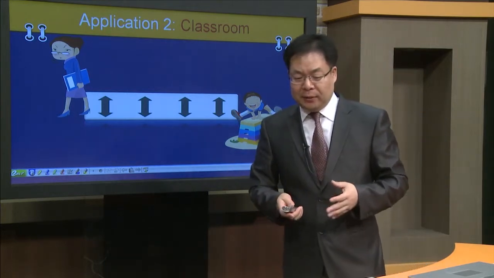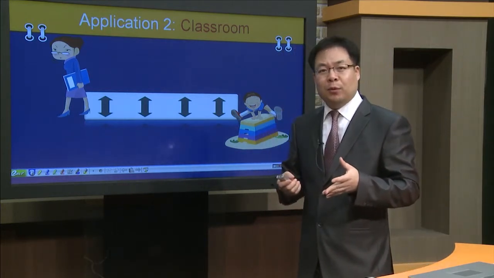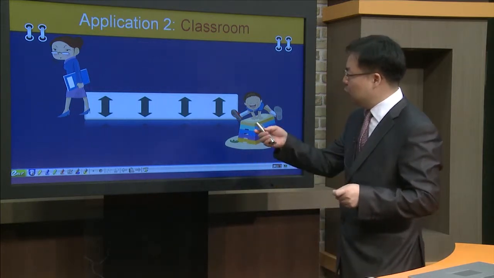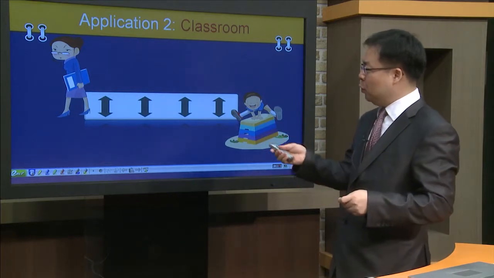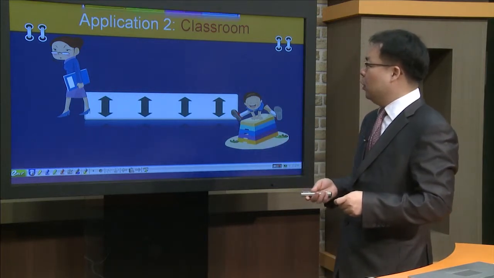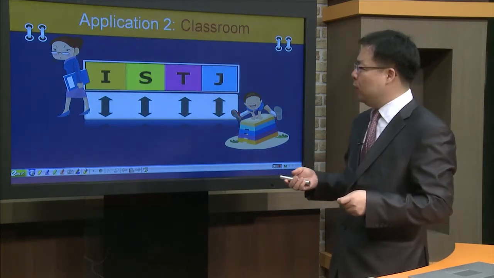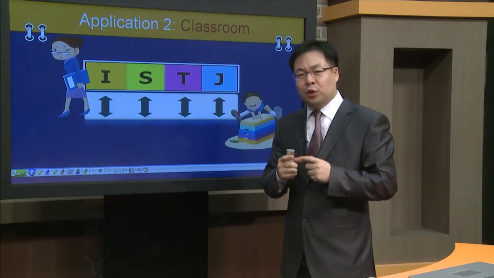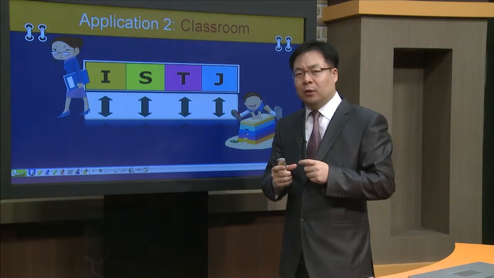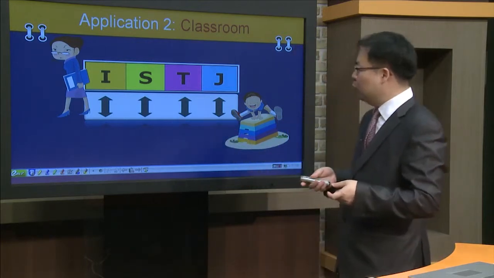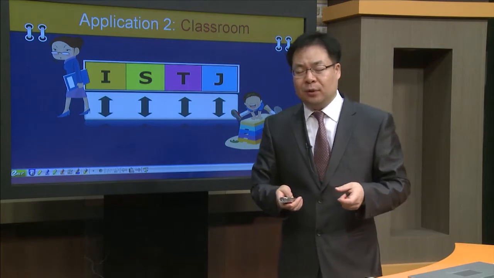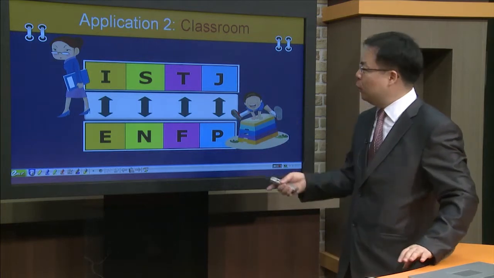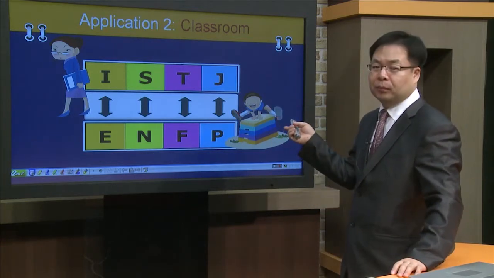Application: we can also apply this MBTI personality to the classroom setting. I just put down two different types of relationship between teacher and student. If we have a teacher with ISTJ, and actually ISTJ is a typical and common personality type of the Korean teacher, and when we let the students complete the task, we actually see lots of ENFP students. It's very interesting, the dynamic between them, okay?